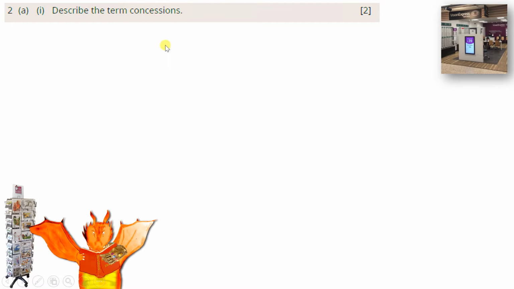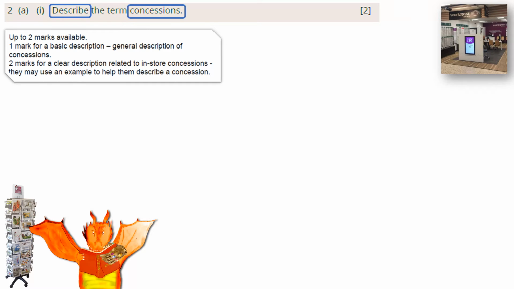Well, let's break the question down. Let's deal with the first part. Describe the term concessions. Let's make sure we know what the exam command words are. So describe is state the points of a concession and give the characteristics and the main features. So let's look at how we do that.